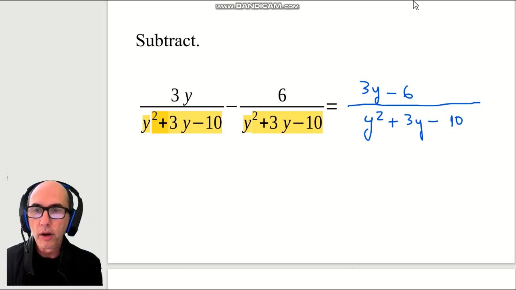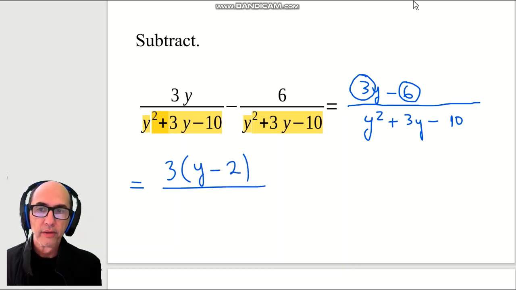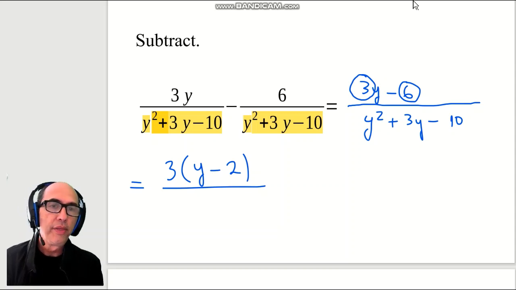All right, on the top, I can see pretty clear the greatest common factor. 3 and 6, we can put here in front of the parentheses 3 multiplied by y minus 2, right? 3 times y, 3y, 3 times negative 2, negative 6, perfect. On the bottom, what should we do on the bottom?